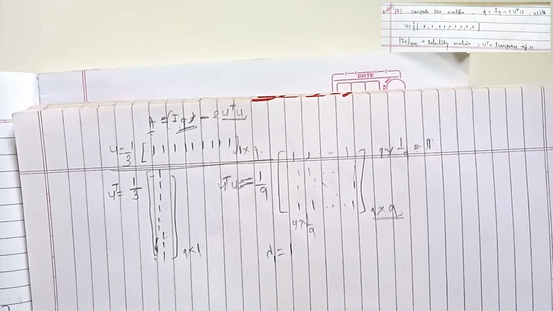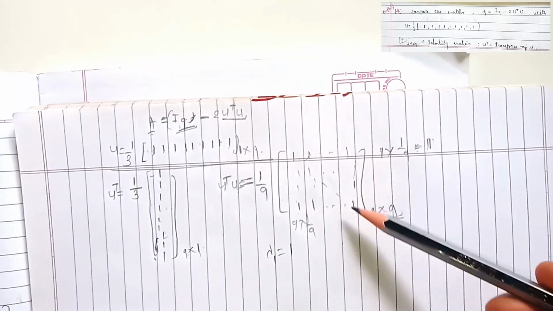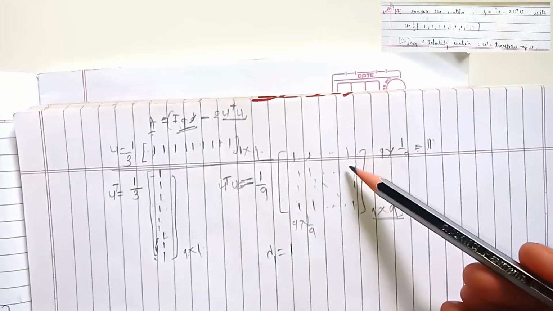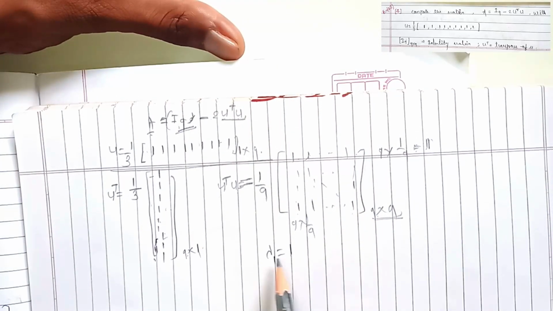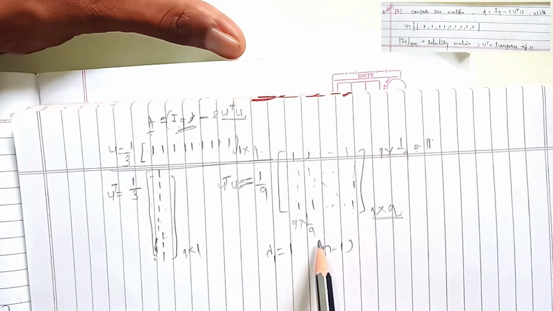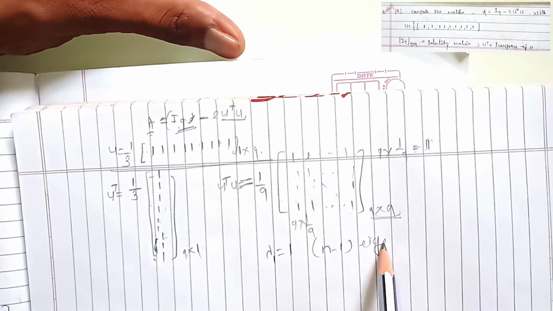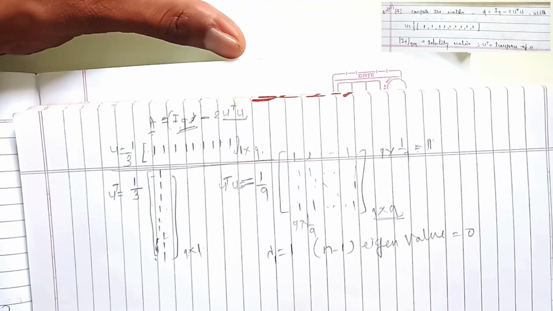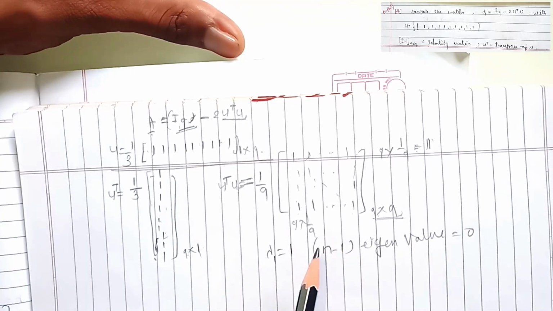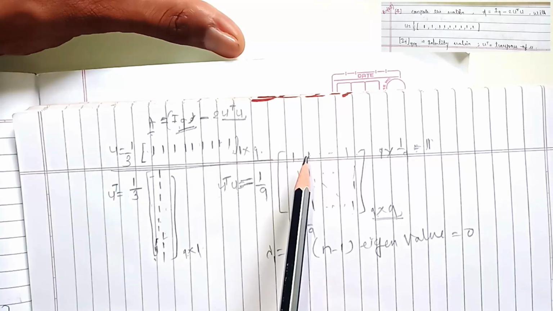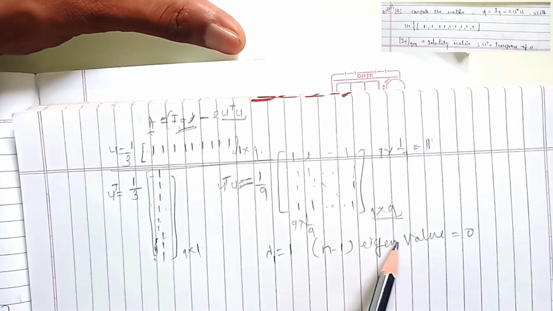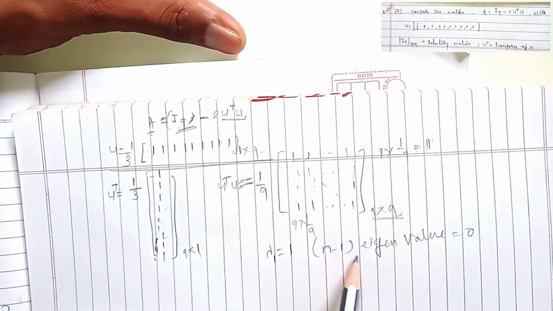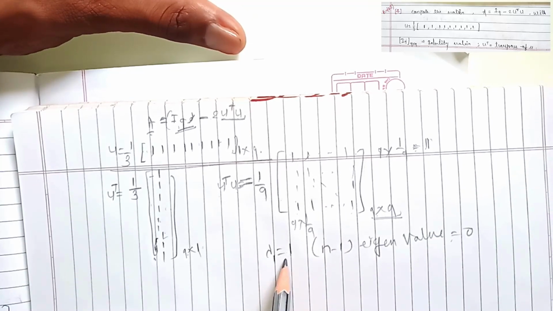One more result is there. If all entries are similar for our matrix, then we say that the nth eigenvalue is non-zero, but the n minus 1 eigenvalues are equal to 0. So what is the result? It says that if all the rows from our matrix are the same, then we write n minus 1 eigenvalues as 0. All the n minus 1 eigenvalues are 0, and the nth eigenvalue is non-zero.